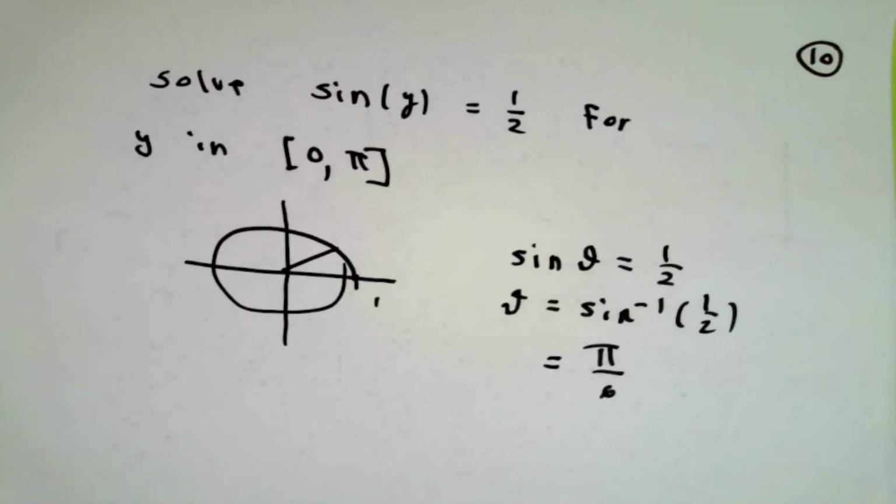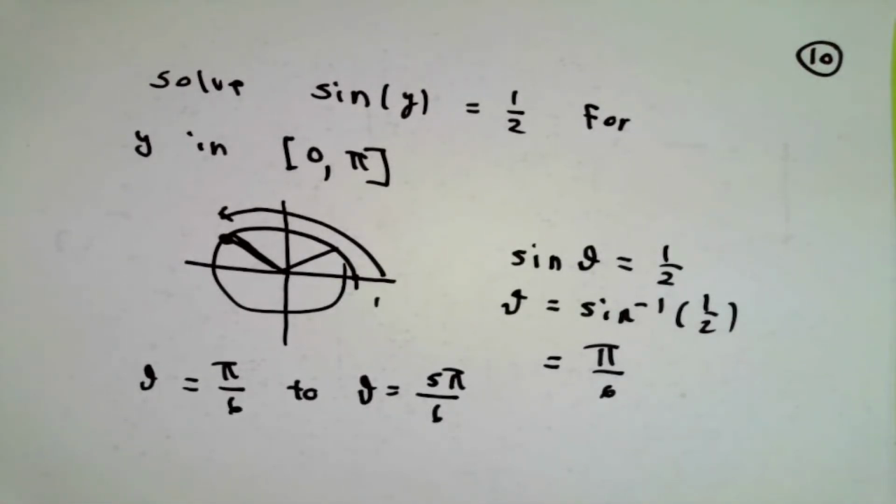On the unit circle, the sine of an angle is the y-coordinate of the point on the unit circle. So I'm looking for another point in quadrant 1 or quadrant 2 on the unit circle that has y-coordinate equal to 1/2. Because of the symmetry, that angle is short of being a full pi radians by pi over 6 radians. Therefore, that angle must be 5 pi over 6 radians.